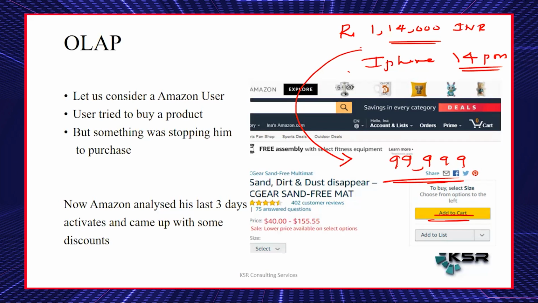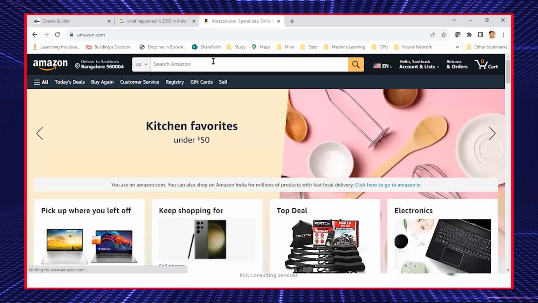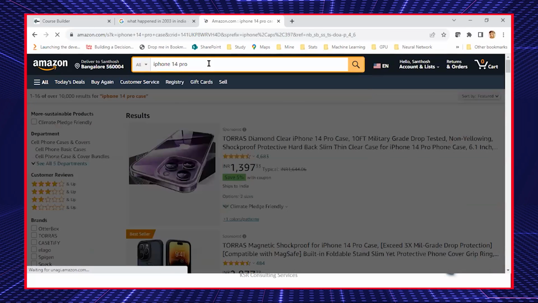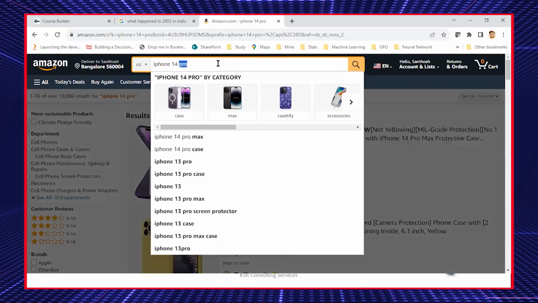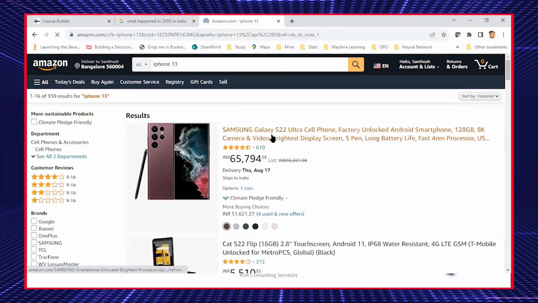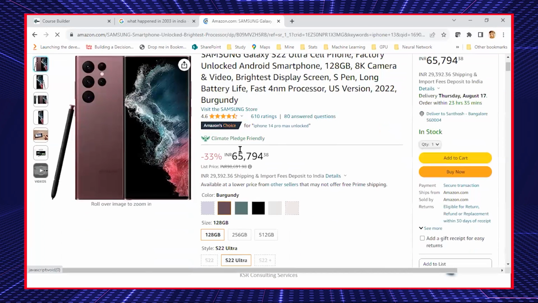Now, as I've told you, we will have one challenge. The challenge is, you can go to Amazon. You can buy an iPhone. If I search phone, I'm getting something else. Let's search for 13. Now let's say that you're searching for a Samsung phone. The Samsung phone, today the price is 65,900. Sorry, 794. Now the challenge for you is, listen carefully.